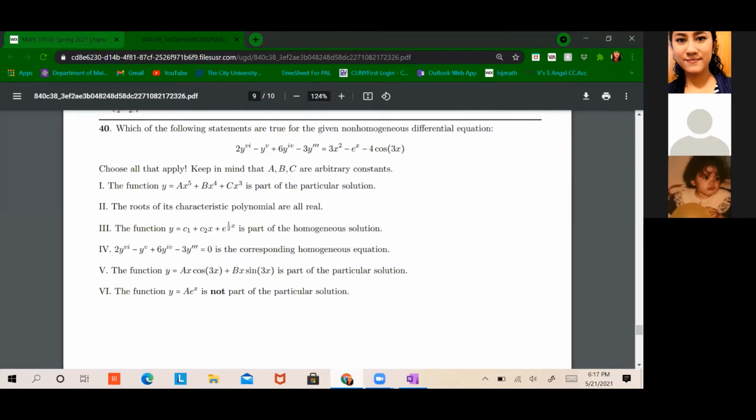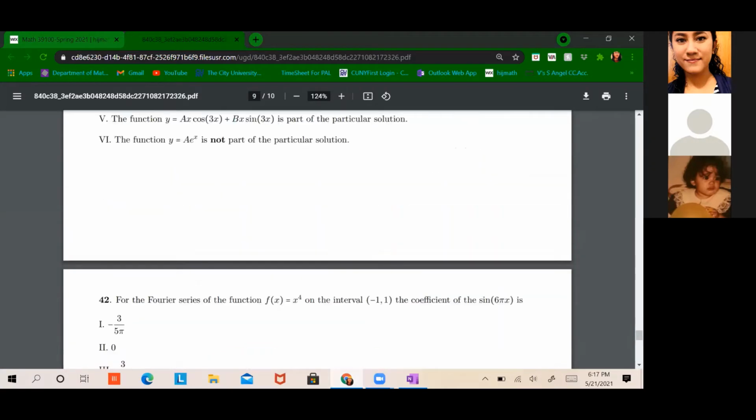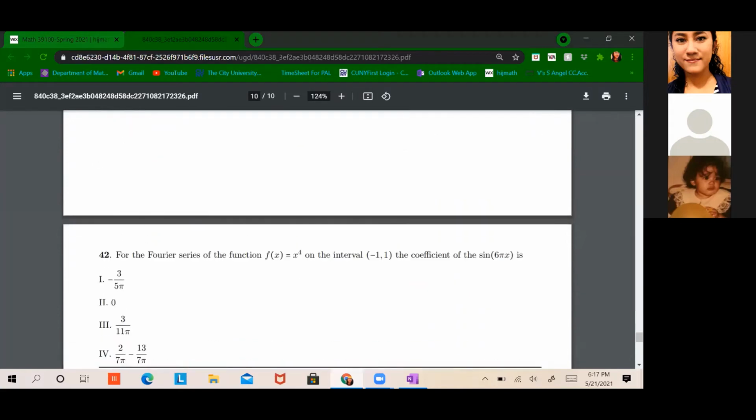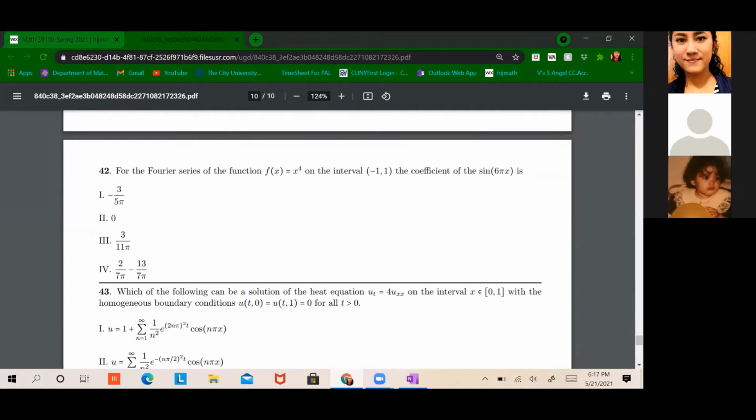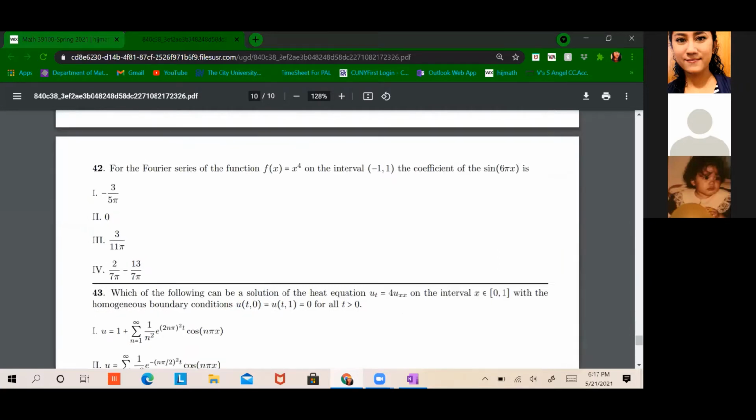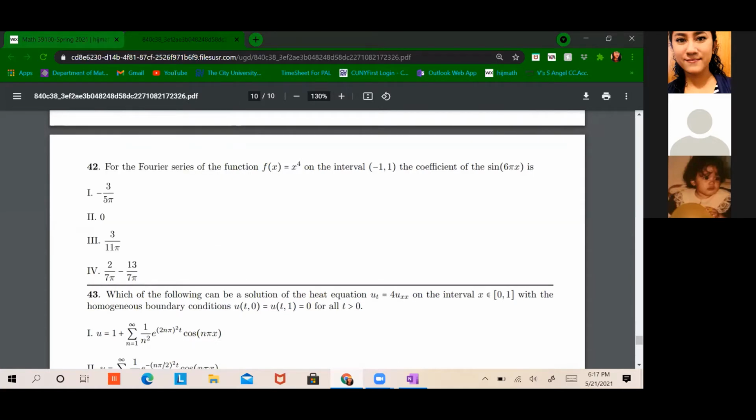42. What happened to 40? Oh, it's not there. Oh, it's gone. Okay. I think I lost track of numbering it. I skipped 41. So yeah, 42. Okay. So what do you think?